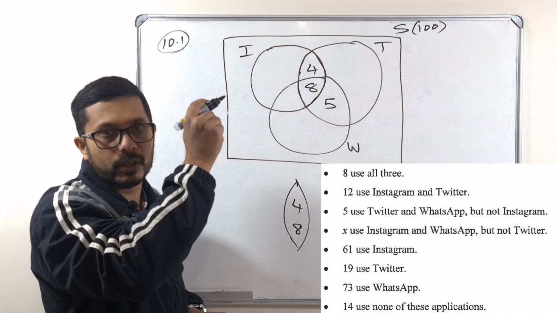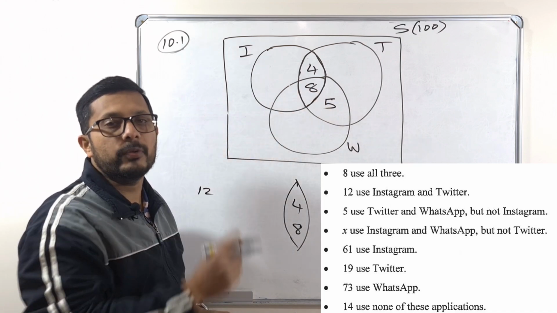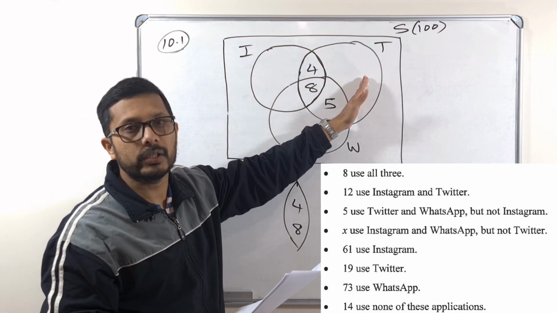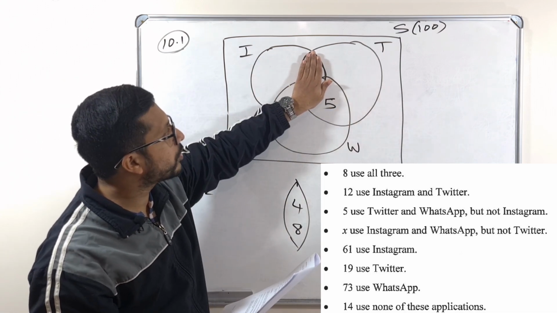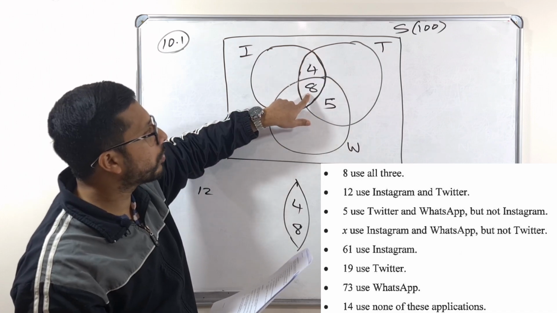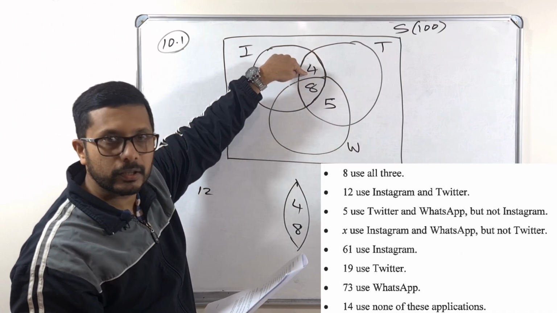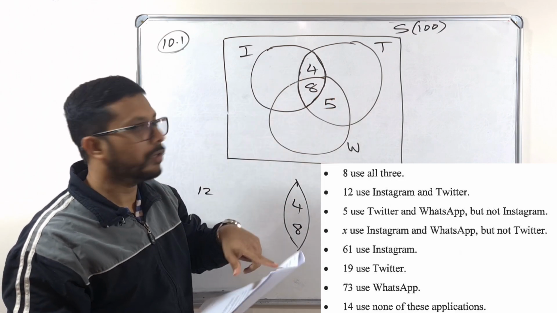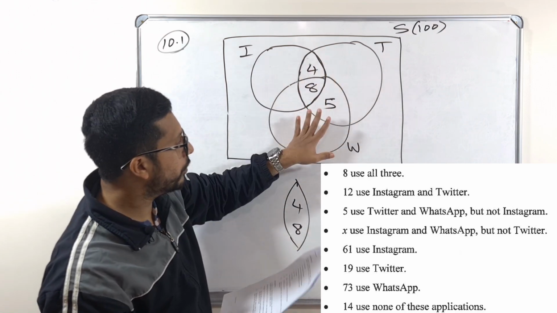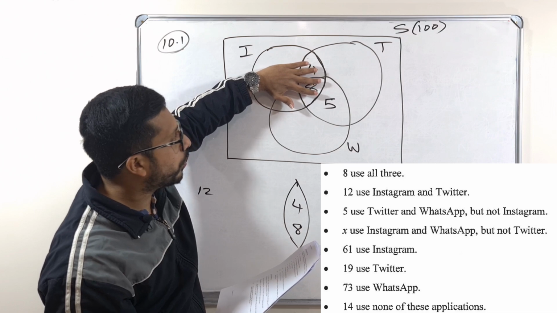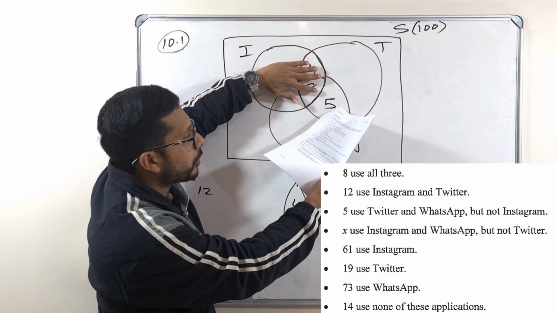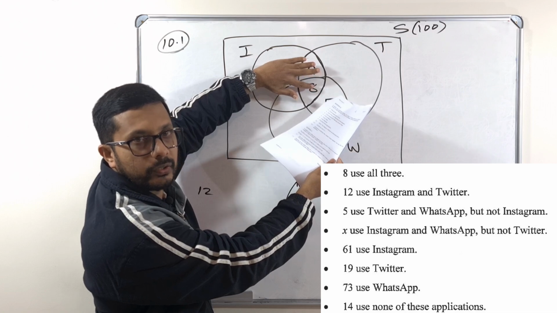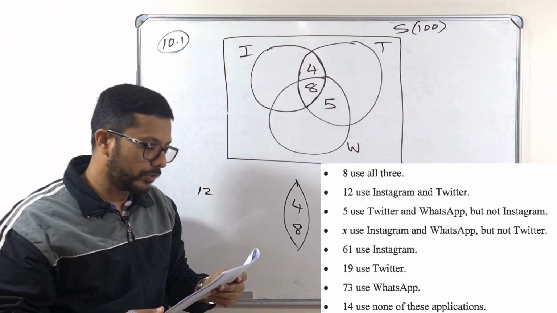It's not like the previous bullet. You understand? In the previous bullet they are saying that 12 people are using Instagram and Twitter. That means altogether it is 12 here. So 8 is already here, so the remaining you have to write is 4. But this third bullet is not like that. 5 people are using Twitter and WhatsApp but not Instagram. That means which portion is that? This portion. Only this one is 5. You understand? Okay. Now the next one.